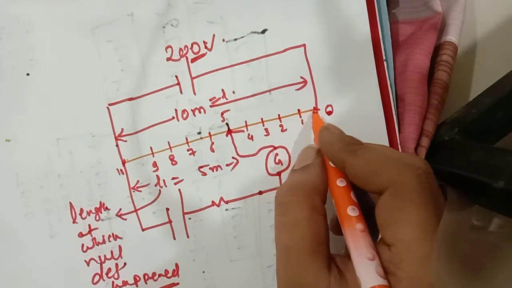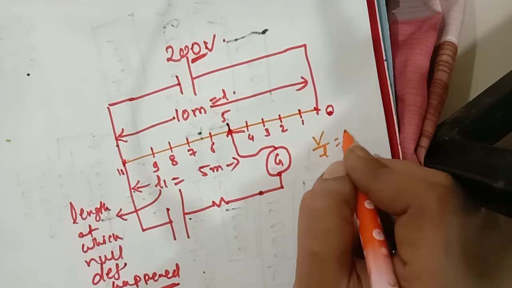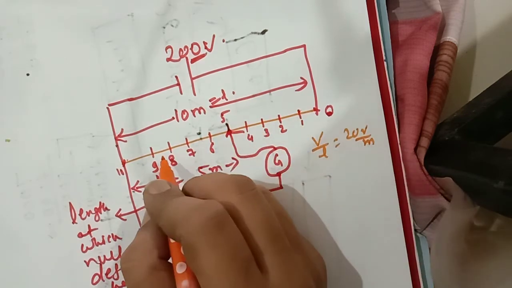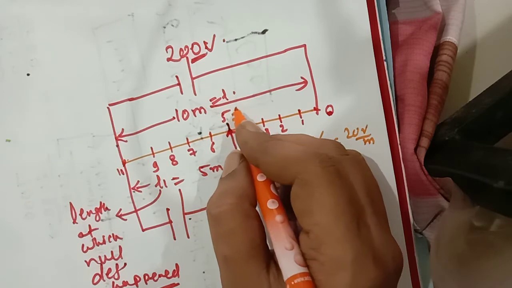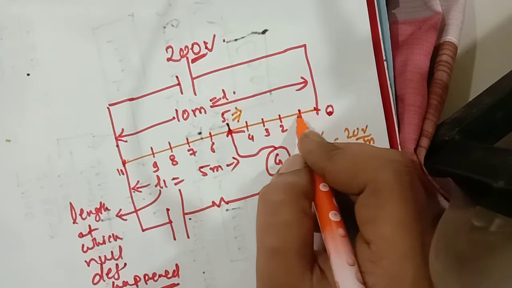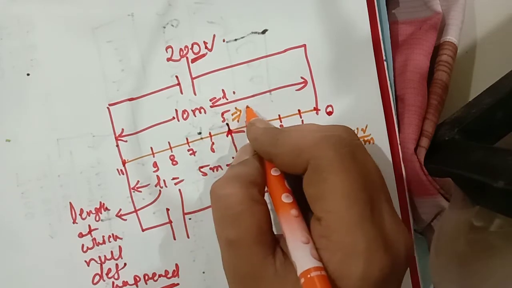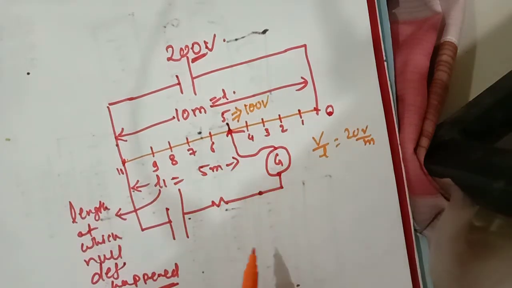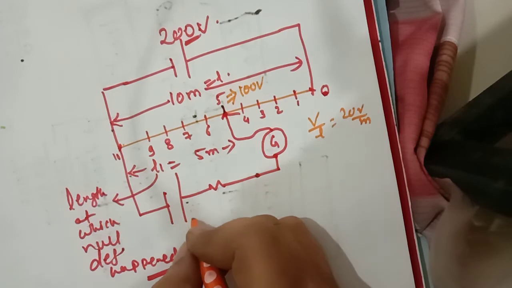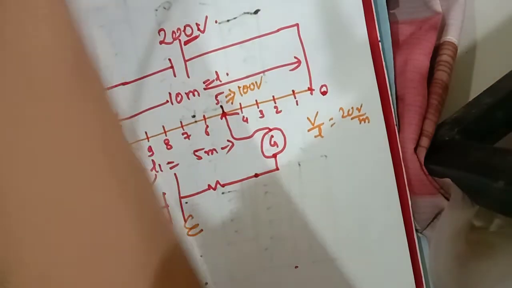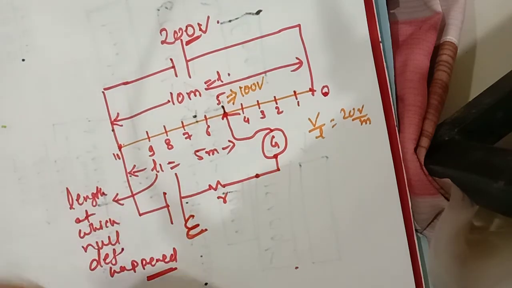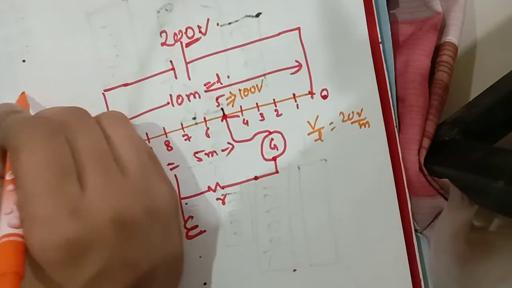we understood that V by L is 20 volt per meter. It means 20 volt is decreasing per meter. Okay, and by that method, when we decrease 20, 20, 20, 20, we found that V5 is 100 volts, right? So now I was explaining you that suppose it's E and it's R, right?